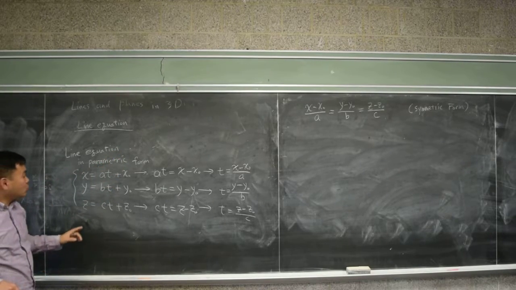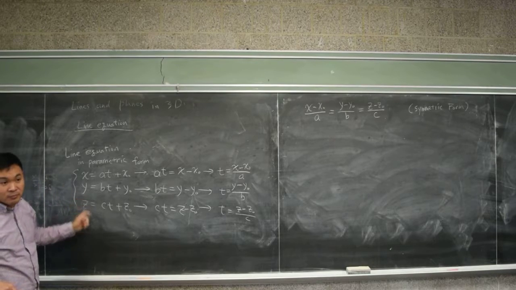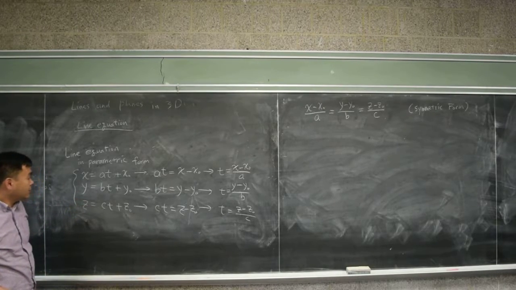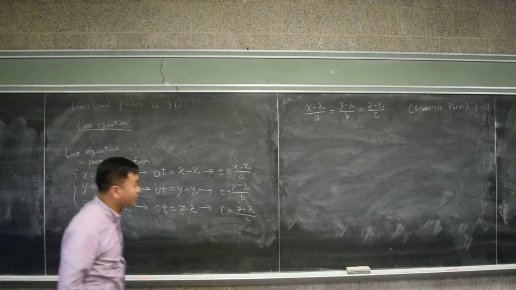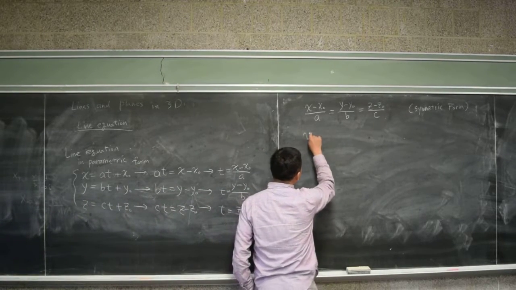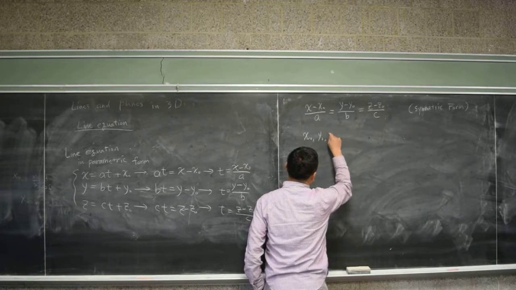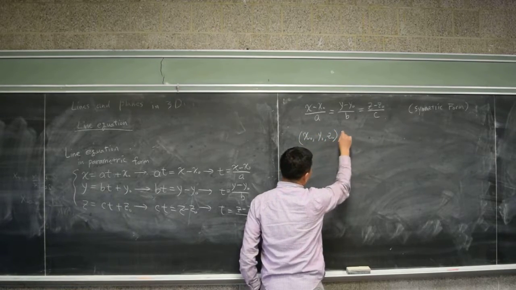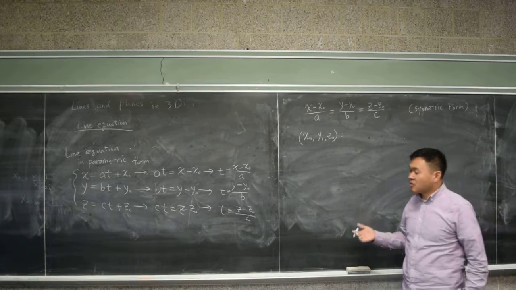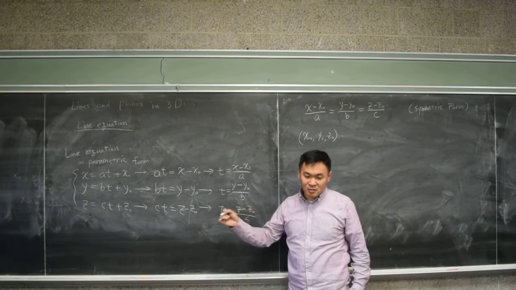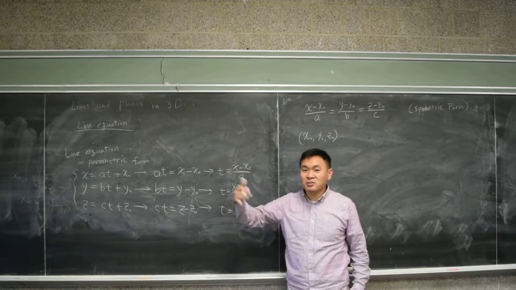Okay. Now you have to remember both of them. And in addition to this, you also need to know the meaning of x naught, y naught, z naught. Okay. So first, what's the meaning of x naught, y naught, z naught? It's the original position. You know, it's just the value when t is equal to 0.